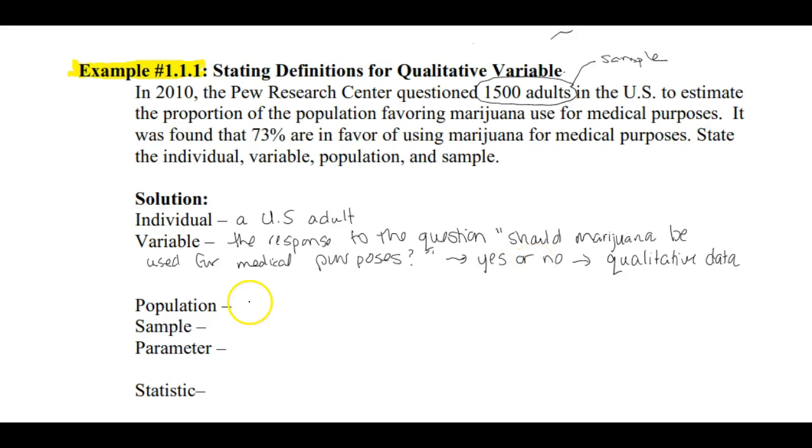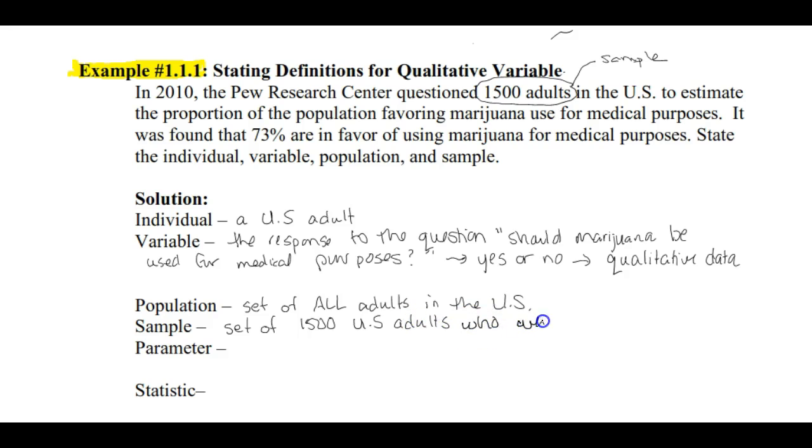So our population then would be the set of all adults in the U.S., which again, if we think about collecting that information for all adults, that would be pretty much impossible. So instead they took a sample. So this is the set of 1,500 U.S. adults that they actually questioned, who were actually included in the survey.